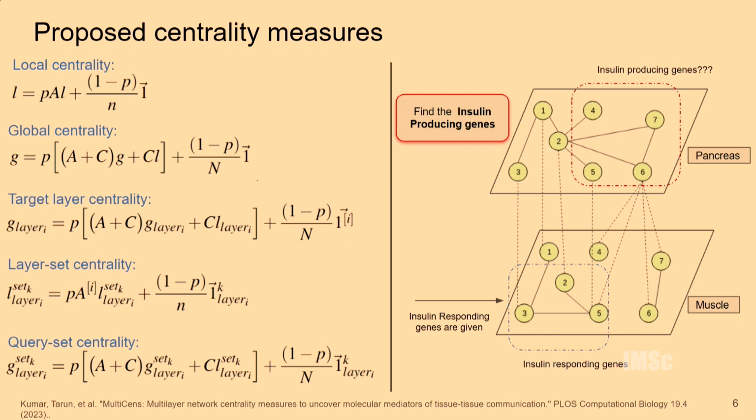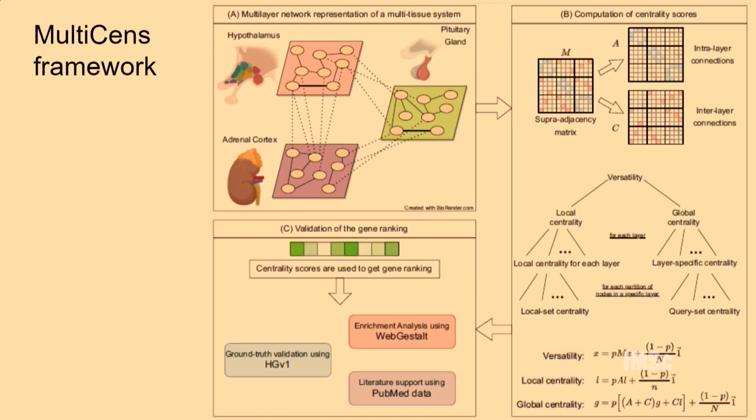And if we want to condition its impact on particular layers only, which are not pancreas, then there is target layer centrality. And this is the most interesting centrality, which is query set centrality, which captures the impact of a node on another node which is in another layer. So for example, how likely is it that this gene number 2 will respond to insulin which was produced by this set at the top. And so when we did our experiments, we began with the multi-tissue data.